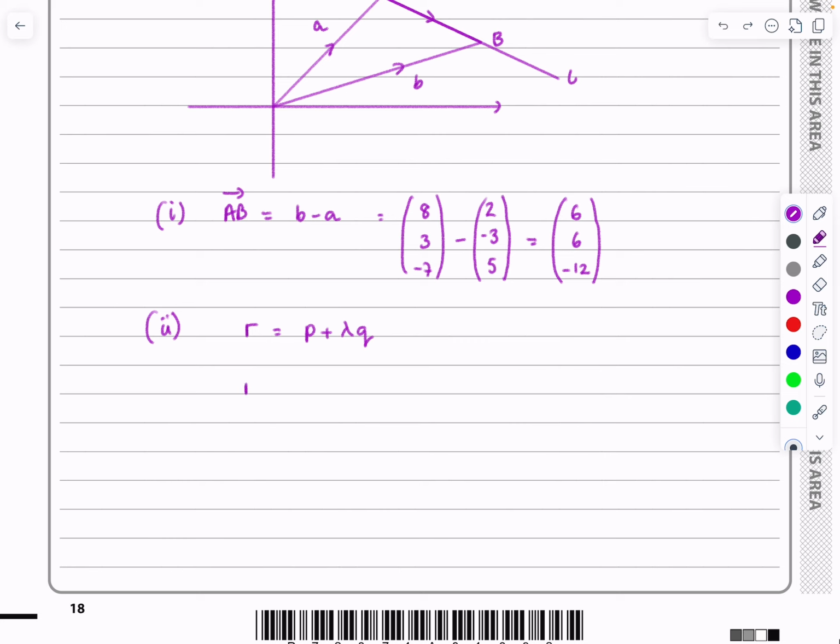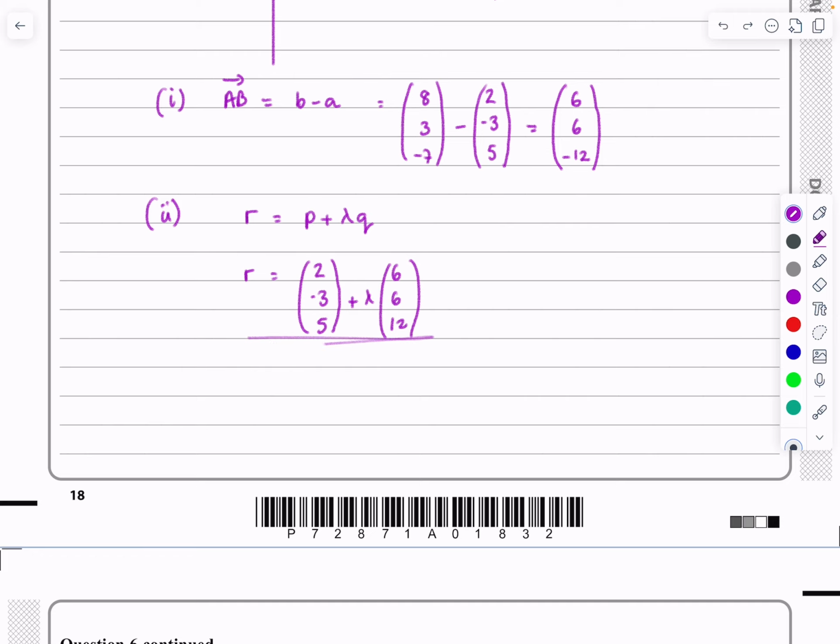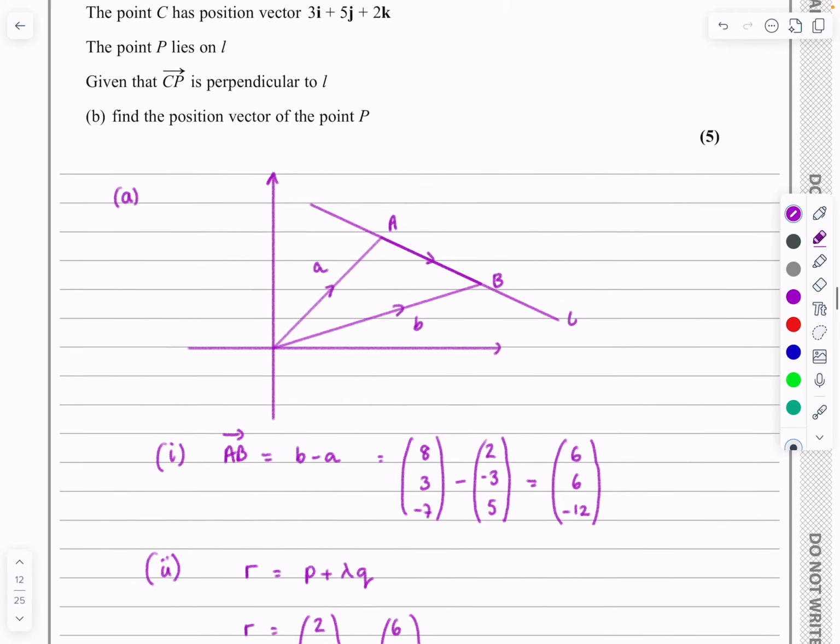So if I'm doing this, I'm going to say r is equal to, so I've got a choice, for no reason, I'm just going to choose 2, minus 3, 5, plus lambda lots of 6, 6, minus 12. You could just as easily have used 8, 3, minus 7. They both will be answers given in the answer book. Okay, so that's the vector equation of the line for part 2.